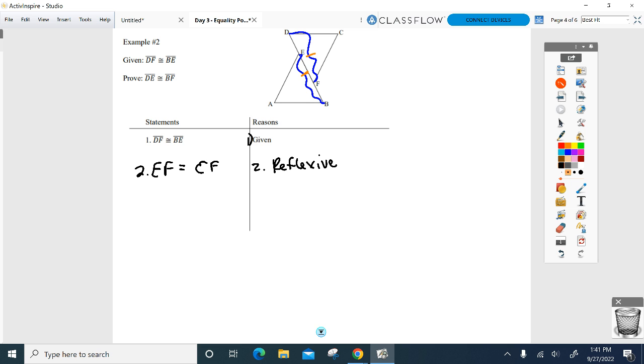Reflexive does not have an S in it. Have some self-respect. Now how many quantities do I have? 2. So now use statement 1 and 2 and subtract them.